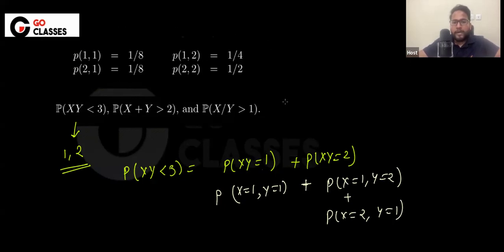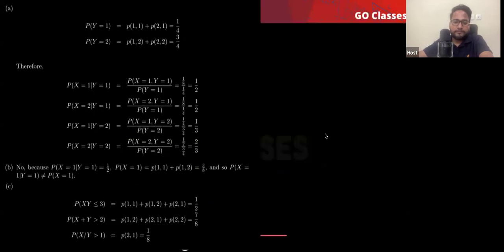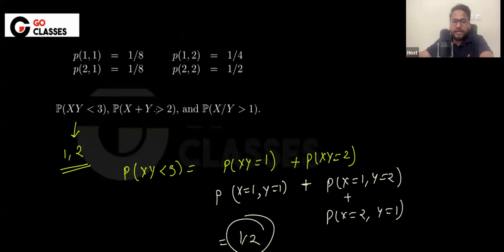So it will be 2 by 8, which is again 1 by 4, plus 1 by 4. It is actually 1 by 2. So ultimately it will be 1 by 2, right? Let's just check this. Okay. Let's just see the next question.